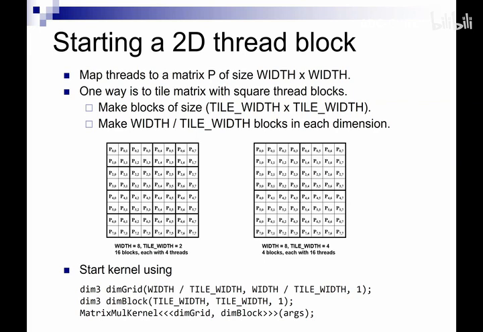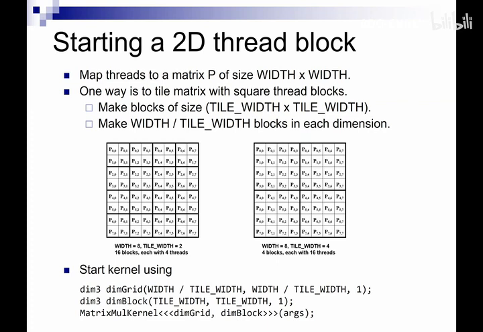Okay, map threads. So now let's see an example usage of this. Suppose we're processing a matrix. Then it's natural to use a 2D grid and a 2D thread block. Suppose this matrix is width by width. So here width is 8, so it's 8 by 8.